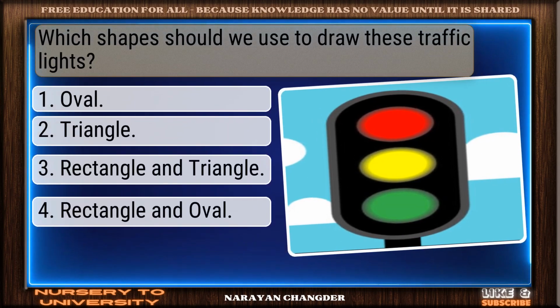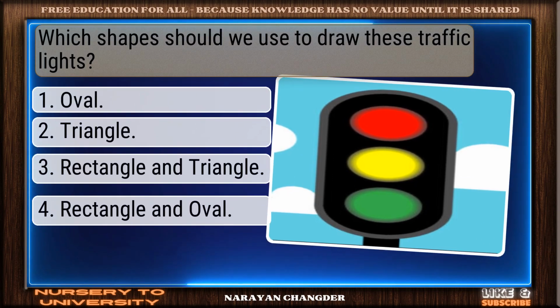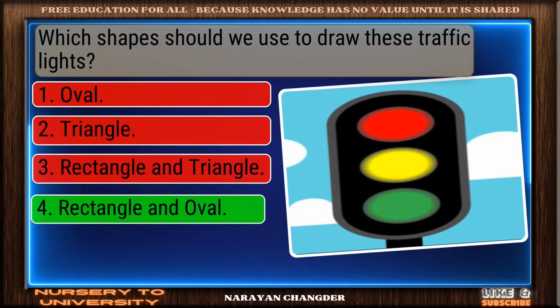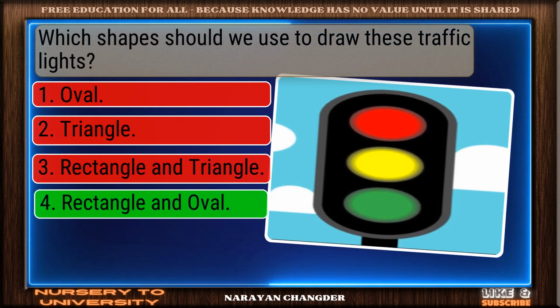Which shapes should we use to draw these traffic lights? Well done. Rectangle and oval is right.